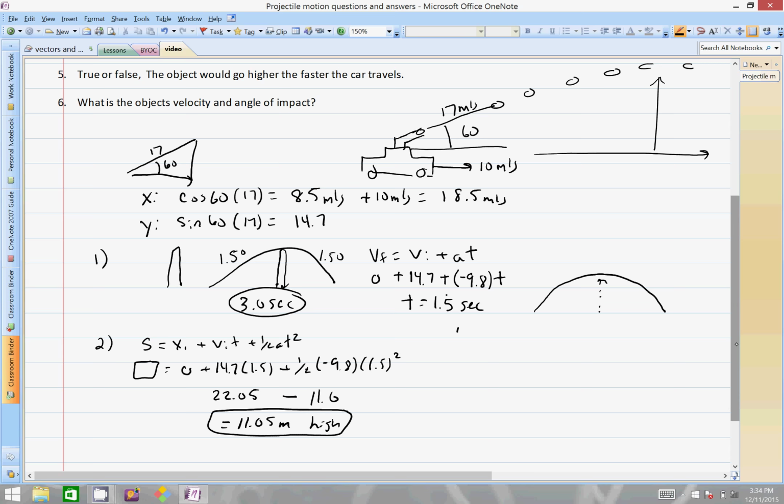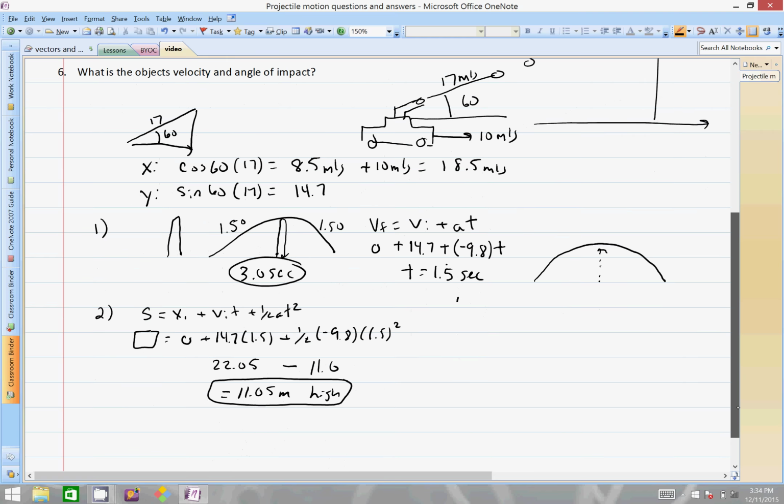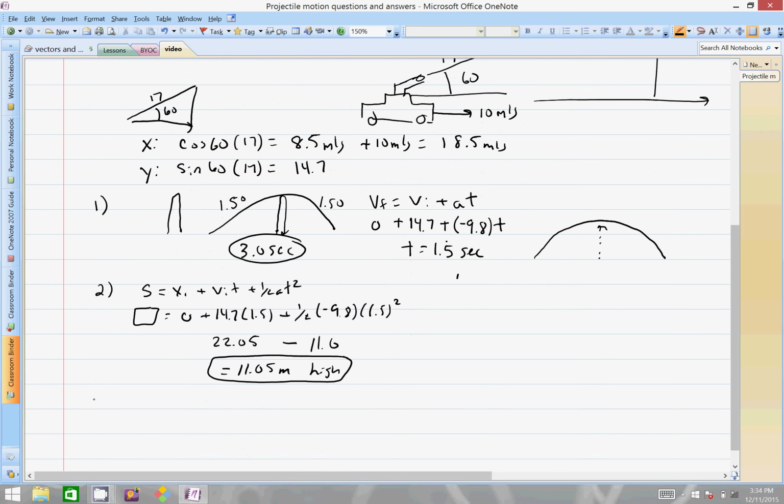The next question, it says, number 3, how far away will the object land? This is going to be determined by the x component. All right, so now keep in mind that this thing is traveling in the x direction 18 meters per second, 18.5 meters per second. So distance equals xi plus vit plus 1/2 at squared. Distance traveled is what we are looking for, equals 0 plus 18.5.